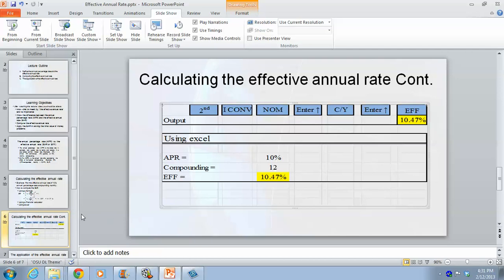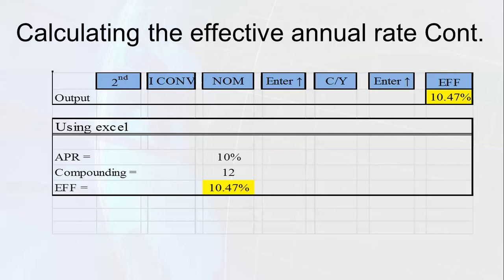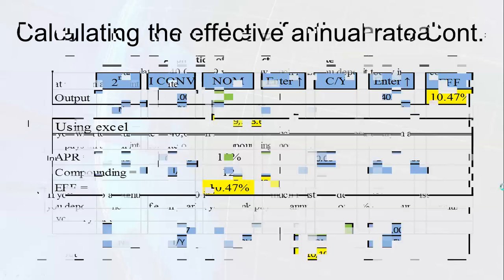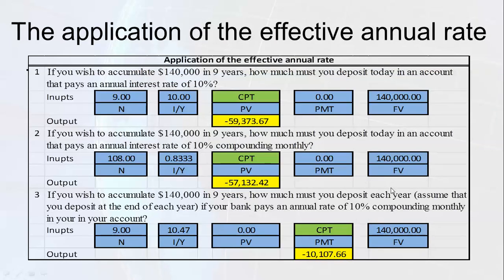Okay, so now you know how to compute the effective annual rate. Now you know how to convert your APR to effective annual rate. So now let's do some applications and apply our knowledge. Let's look at this first example here. If you wish to accumulate $140,000 in 9 years, how much must you deposit today in an account that pays an annual percentage rate of 10%?